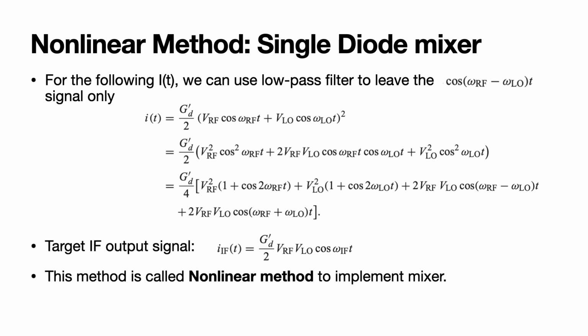We can use a low-pass filter to filter all signal except the signal of cosine (omega RF minus omega LO) t. This frequency is the intermediate frequency which we want. The final IF output signal becomes G prime half VRF VLO cosine omega IF t. This method is called nonlinear method.